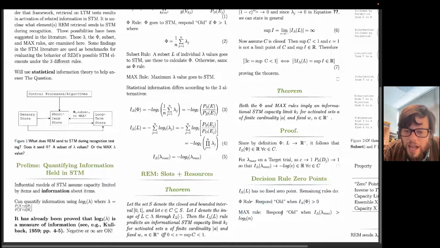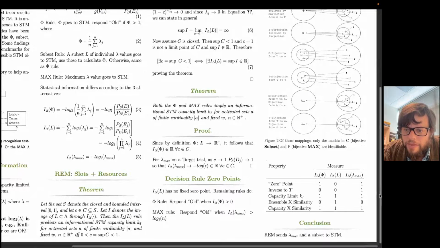The max rule has an even more interesting one, because the max rule, as it's articulated in the literature, is: respond with old whenever lambda max over n is greater than 1. If you take the logs with that one, the information that corresponds to that rule would be I delta max exceeding log base 2 of the number of items that are in memory.